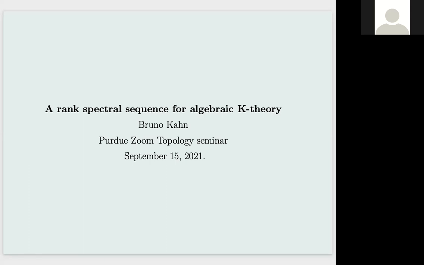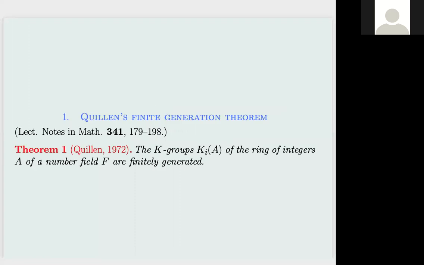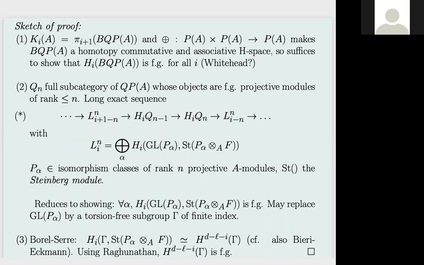So this developed from a work of Quillen, his big theorem that the K groups of integers of number fields are finitely generated Abelian groups. That's in the basic lecture notes on algebraic K theory. I'll give a sketch of his proof.